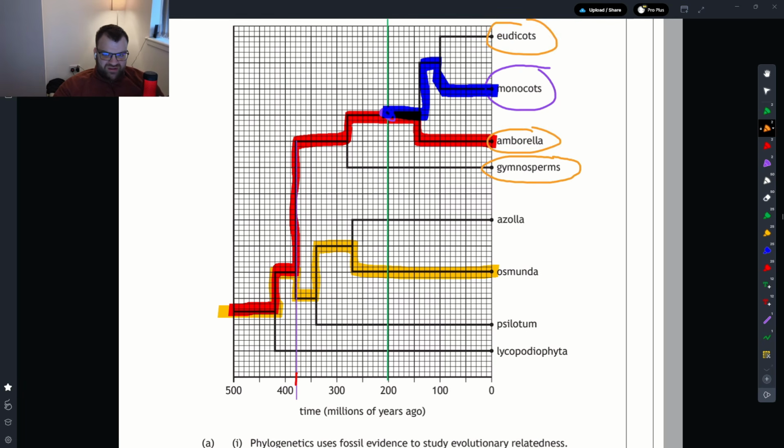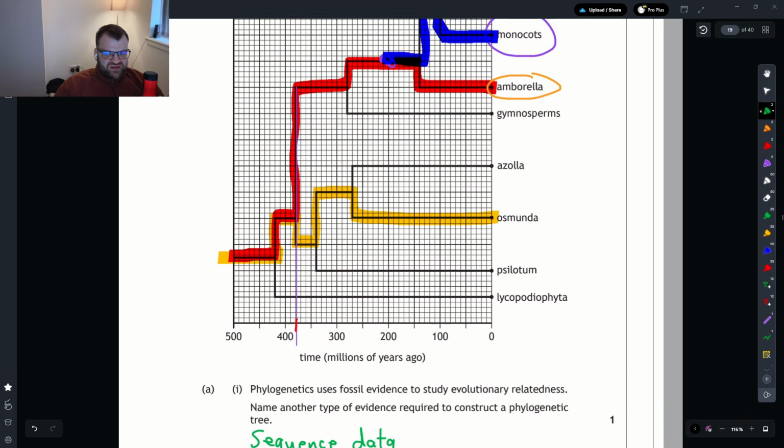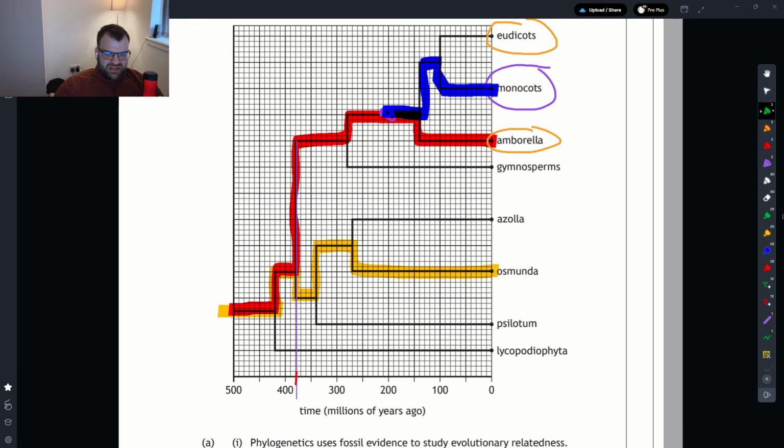Gymnosperms don't, because they only match up with the monocot line later than that, or earlier than that, I should say, because we're going back in time. Hopefully you know what I mean. So that looks like just the two of them. If you had to name them, you'd have to name them. Agreed. Bit awkward here, because I think usually they've got them on the lines, if I remember correctly, but that's the way it is. That would be our answer.